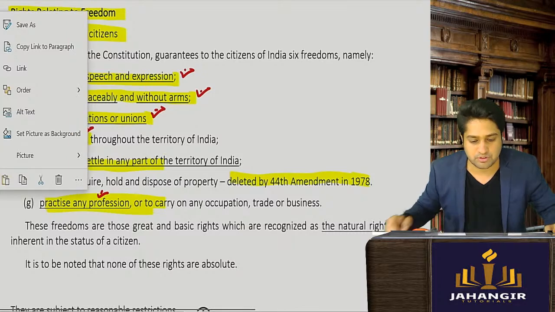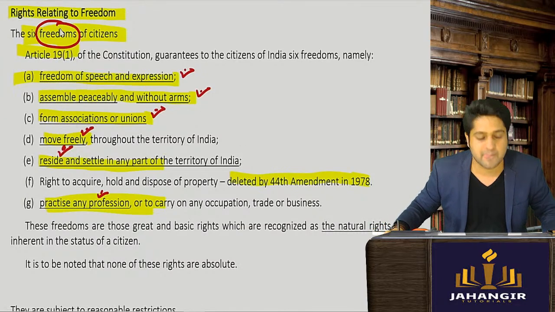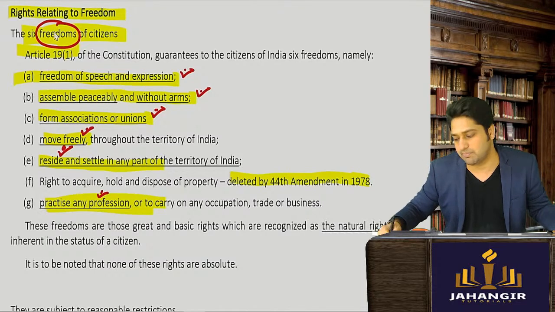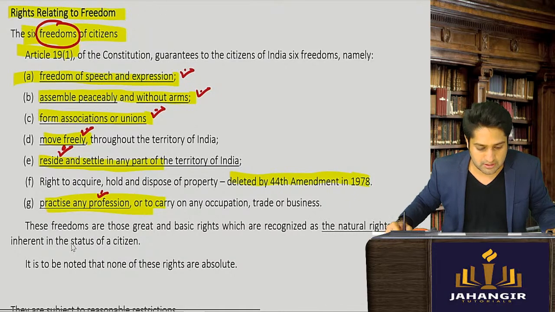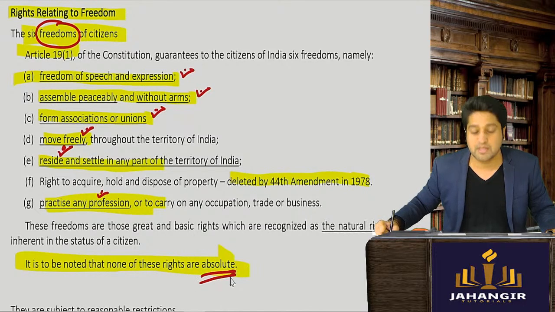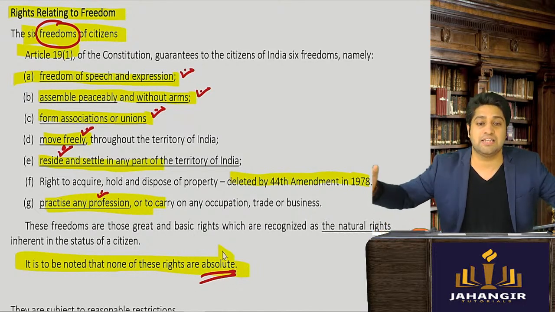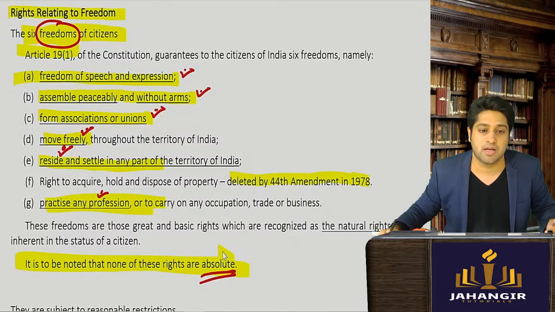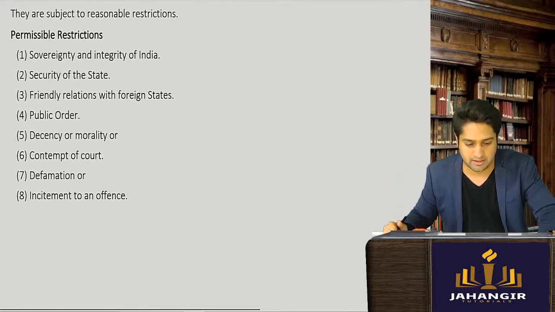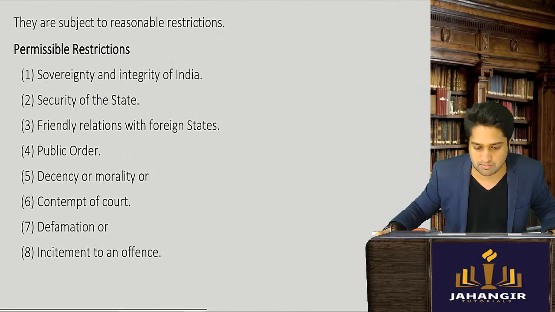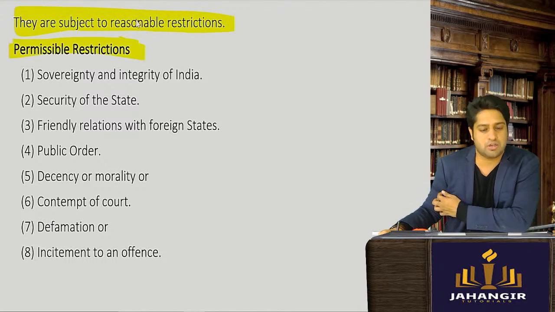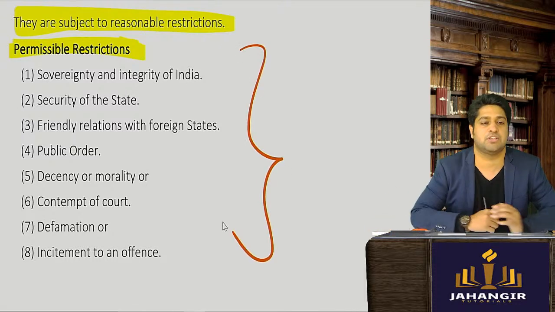Okay. Now, when they give you the rights, these freedoms are given. No freedom is absolute. It is always subject to some kind of restriction. So it is to be noted that none of these rights are absolute. Absolute means what? Without restriction, unconditional. I cannot speak whatever I want. Certain restrictions have been given. Each one we will go in detail. So the common restrictions that you can remember, the subject to reasonable restrictions. What are these reasonable restrictions?